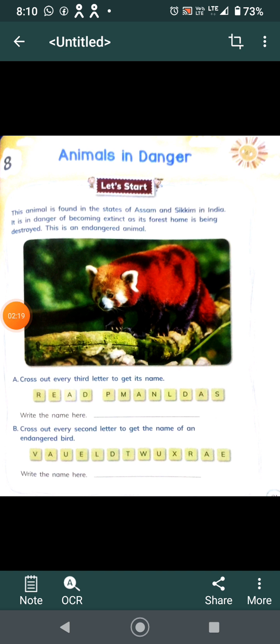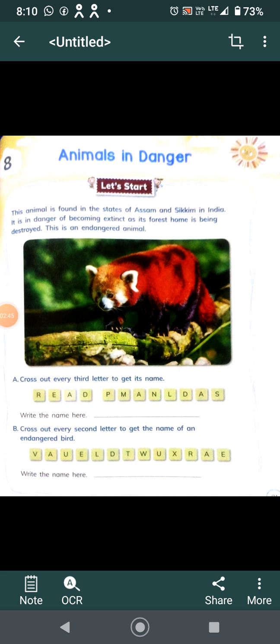So if we want to live on this earth and we want our earth to be the beautiful planet and the only planet where life is possible to continue, we have to think about it and we have to take the measures and steps to save the animals. So children, let's see what's there in this chapter.